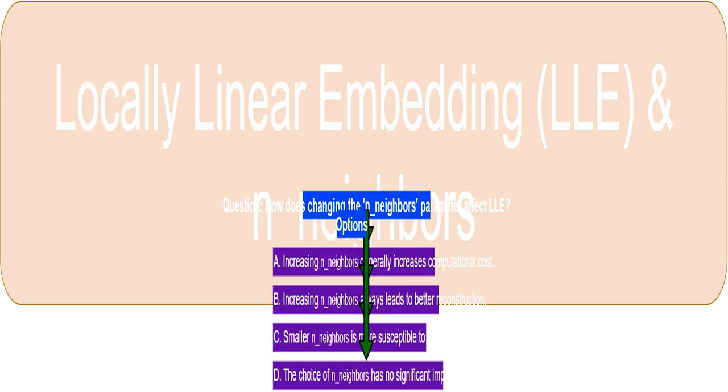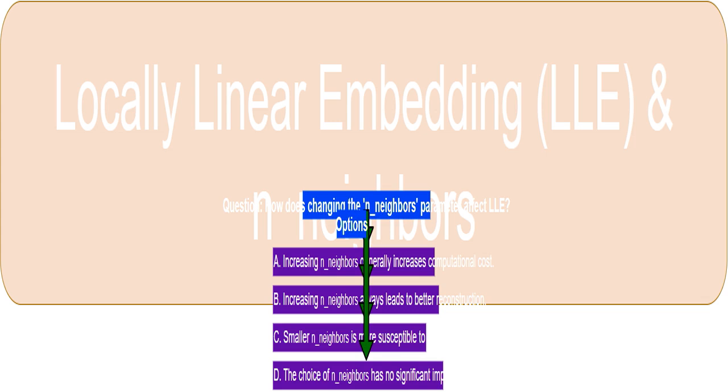Locally linear embedding, LLE, is a dimensionality reduction technique. It tries to represent each data point as a combination of its nearby neighbors. The n_neighbors parameter controls how many nearby data points LLE considers for this combination. Think of it like this. Imagine you're trying to describe a person's face. With few neighbors, you only use a couple of nearby features.